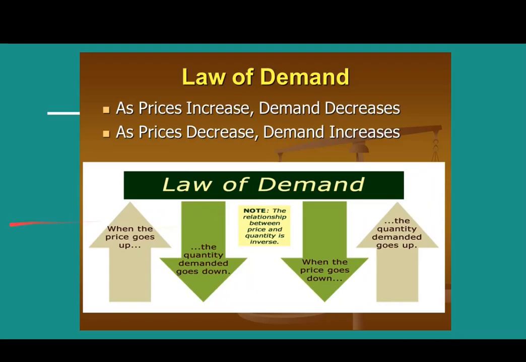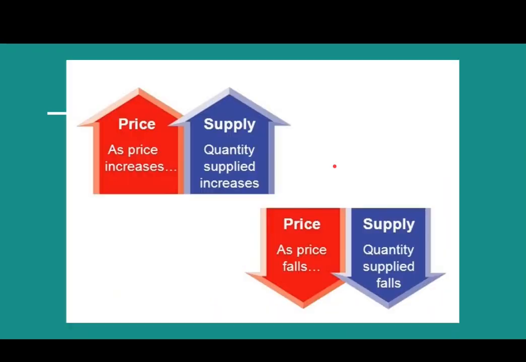Let's start with the law of demand. The law of demand says demand for a product changes inversely to its price. In other words, the higher the price, the lower the level of demand. And as you can see here, as price increases, the demand decreases, and as price decreases, demand increases. This is a very general definition of the law of demand.